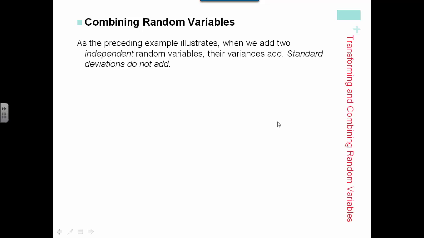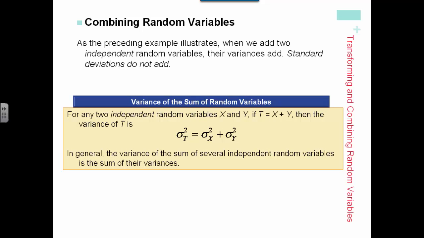As the preceding example illustrates, when we add two independent random variables, their variances add. Standard deviations do not add. For any two independent random variables, x and y, if t equals x plus y, the variance of t is the variance of x plus the variance of y.